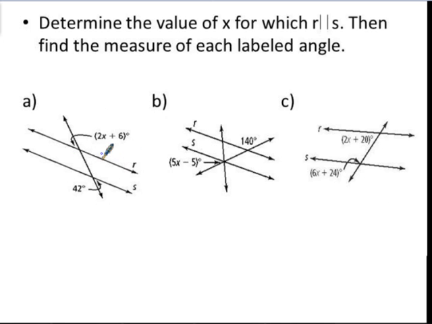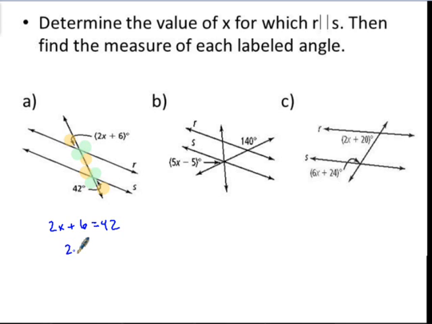All right, so let's say that these two, and remember we did our checkerboard thing, so you could do that again and see, are they going to be equal or supplementary? And we get 42 and 2x plus 6. Those are alternate exteriors, so these would have to be equal. So that's what I do. 2x plus 6 equals 42.